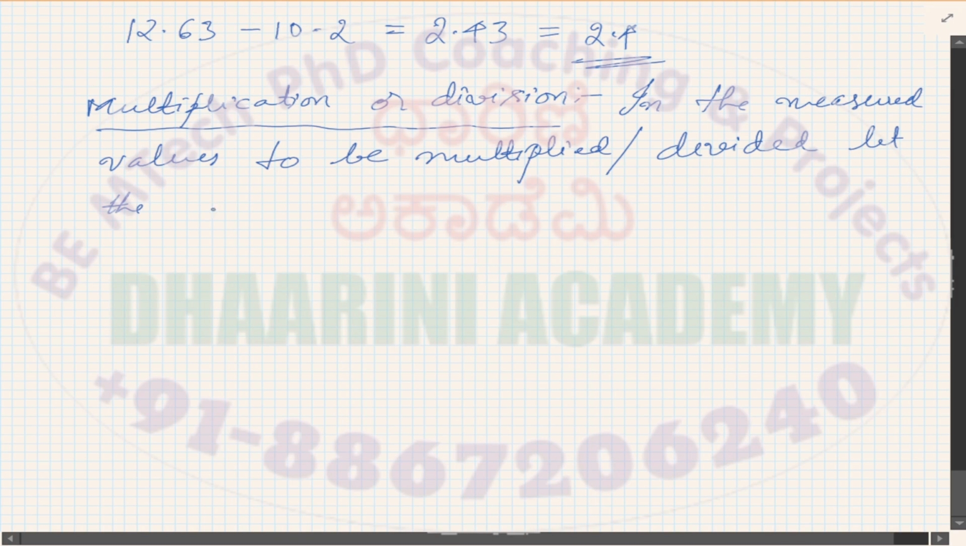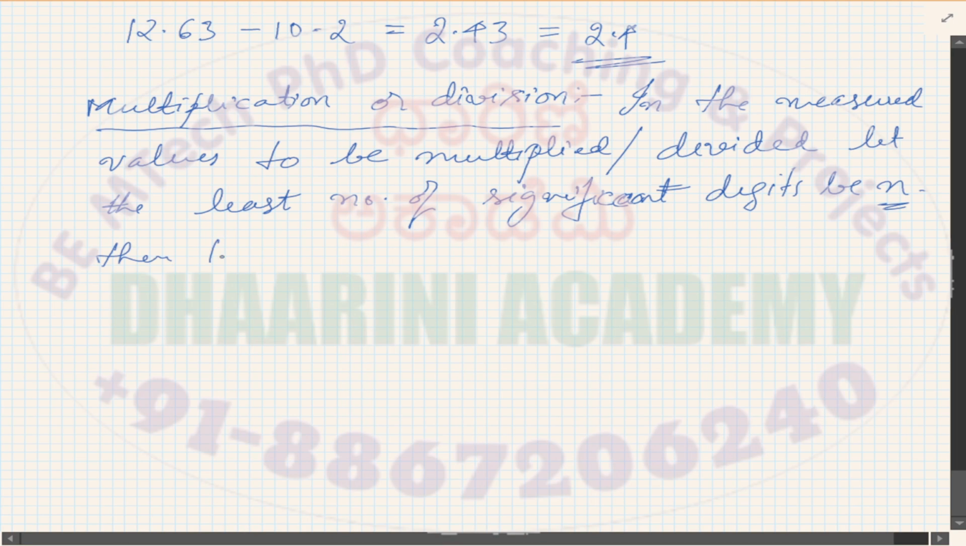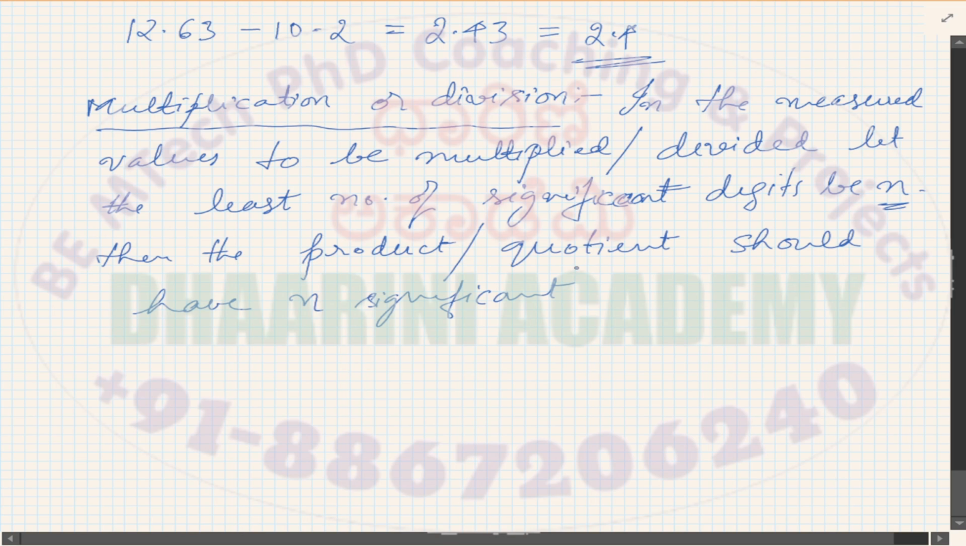let the least number of significant digits be n. Then the product or the quotient should have n significant digits.